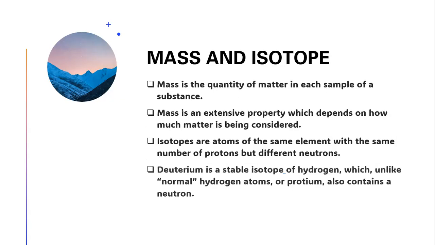Mass and isotope. Mass is the quantity of matter in each sample of a substance. Mass is an extensive property which depends on how much matter is being considered. Isotopes are atoms of the same element with the same number of protons but different numbers of neutrons. Deuterium is a stable isotope of hydrogen which, unlike normal hydrogen atoms, protium, also contains a neutron.